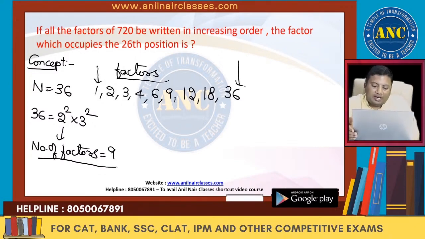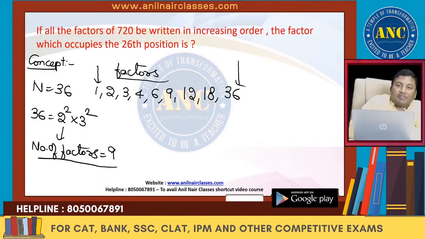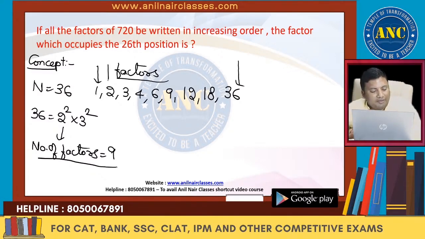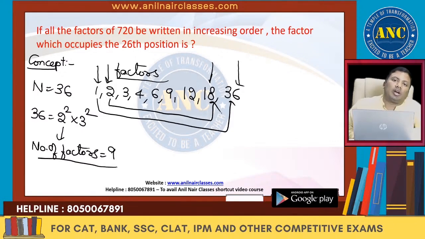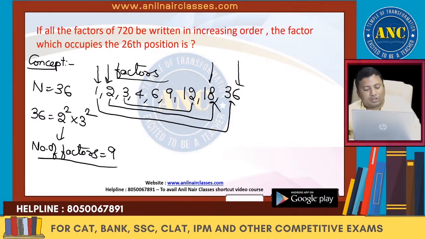Now if you see here, this is the first factor from the left, and this is the first factor from the right. Second factor from the left, second factor from the right. First factor from the left into first factor from the right is the number. Second factor from the left into second factor from the right is the number. Third factor from the left into third factor from the right is the number.